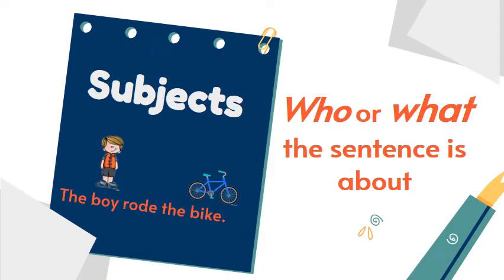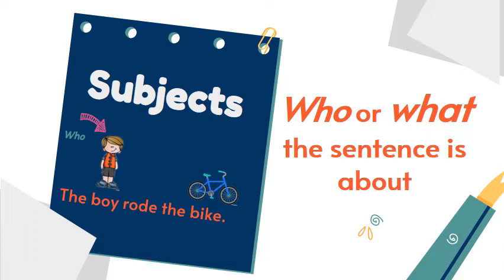Subjects. What is a subject? Remember that every sentence must have a subject. In order to know the subject of a sentence, you have to ask who or what the sentence is about. For example, here we have: The boy rode the bike. Who rode the bike? The boy. So the boy is the subject.